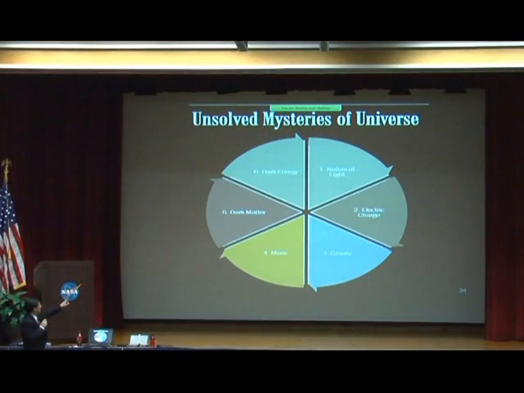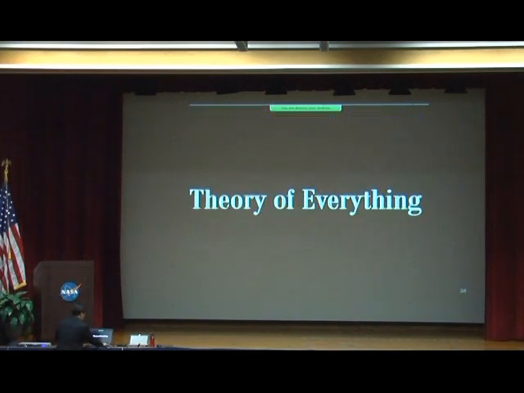Here, I summarized all the unsolved mysteries in the world, in the universe. If you look at the numbers 3, 4, 5, 6, those are gravity, mass, dark matter, dark energy. I add two more. One is the nature of light, which is the first confusion. It's called wave-particle duality. The second one is electric charge. So what is electric charge? I'm going to review this one.